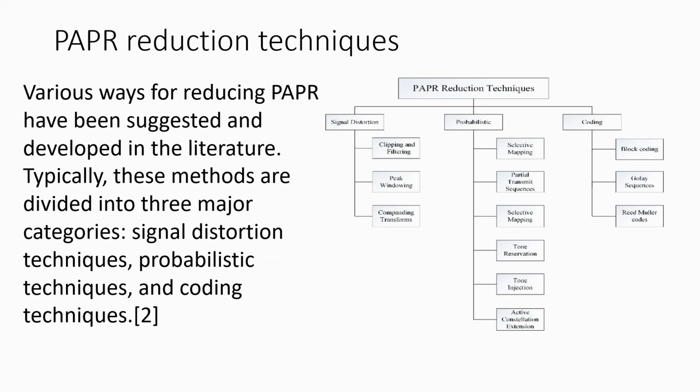PAPR reduction techniques. There are a lot of ways for reducing the PAPR, and these techniques are divided into 3 major categories. The first one is signal distortion, the second is probabilistic, and the last one is coding.